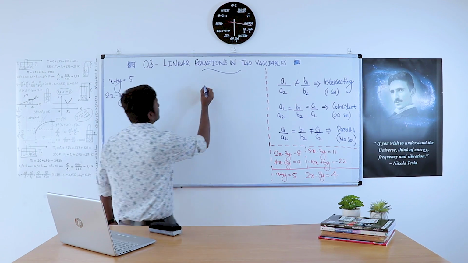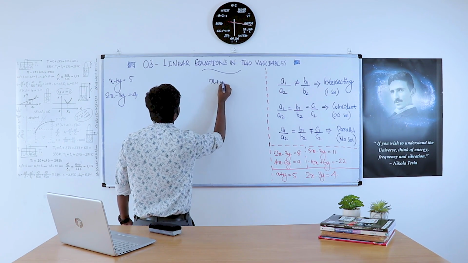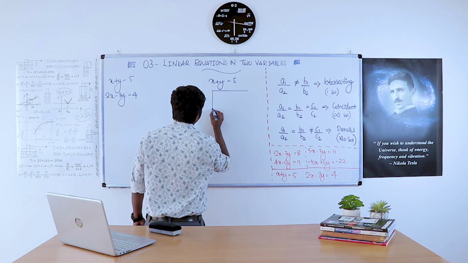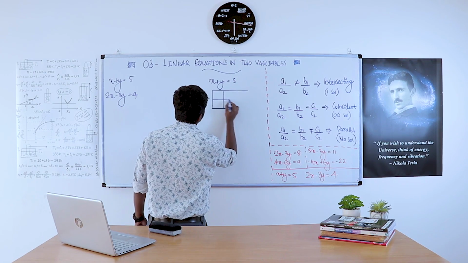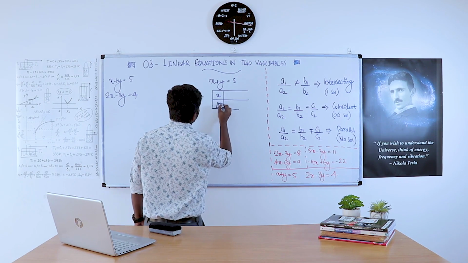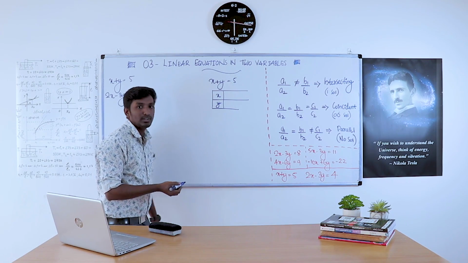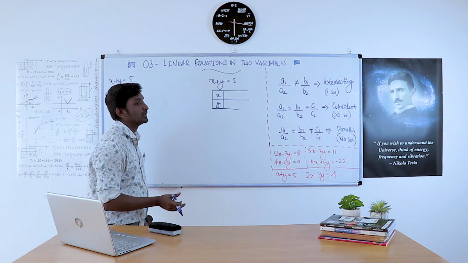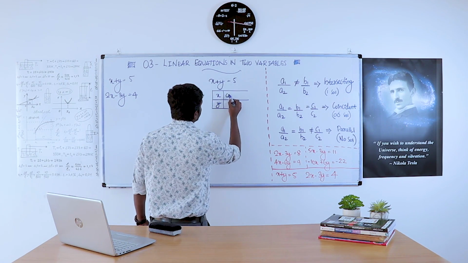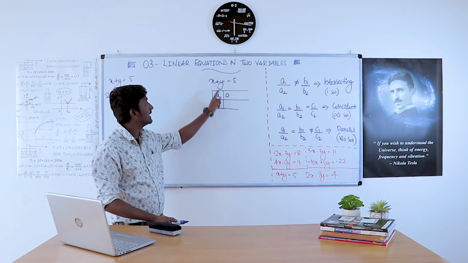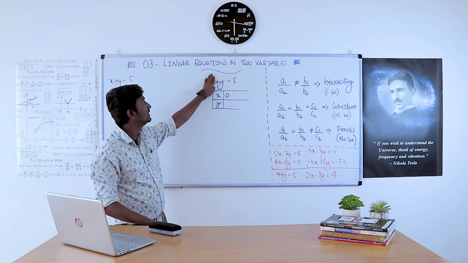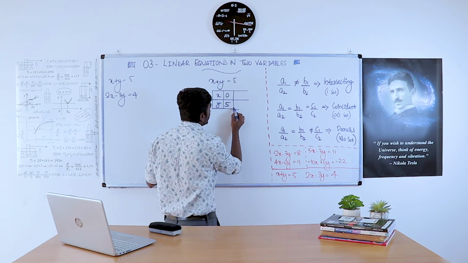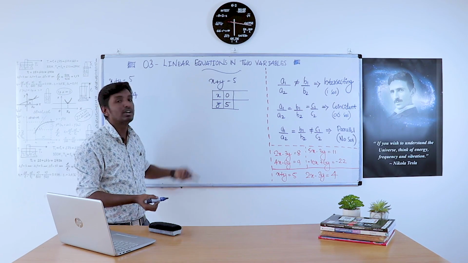I am taking the first equation, x plus y is equal to 5. Now I am going to draw a table. In the table we have x and y in two rows. You can give the values for x as you wish. I am going to start from 0. What happens in this equation when x equal to 0? When x equal to 0, the value of y is 5.